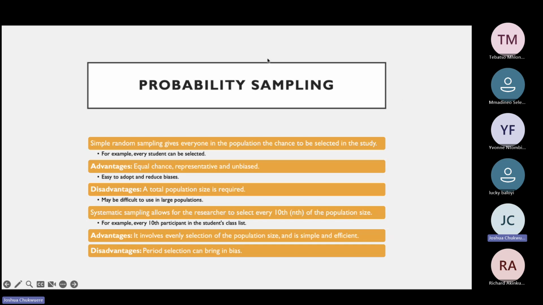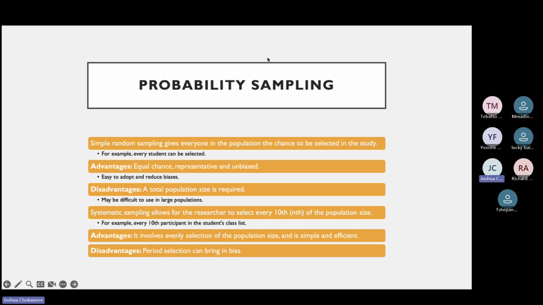Okay, so in this case, it says here that in sampling, everyone has the chance to be part of the study. Because you have defined your population to be students, all students of all categories will be involved, as the name simplifies it, probability sampling. No defined criteria.